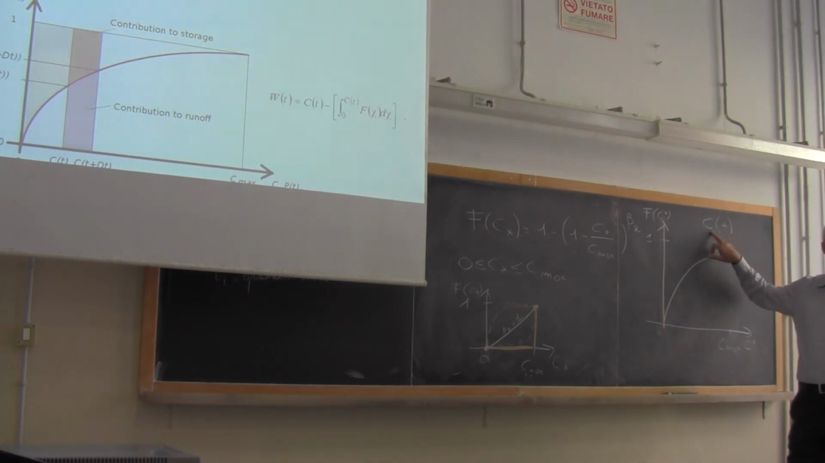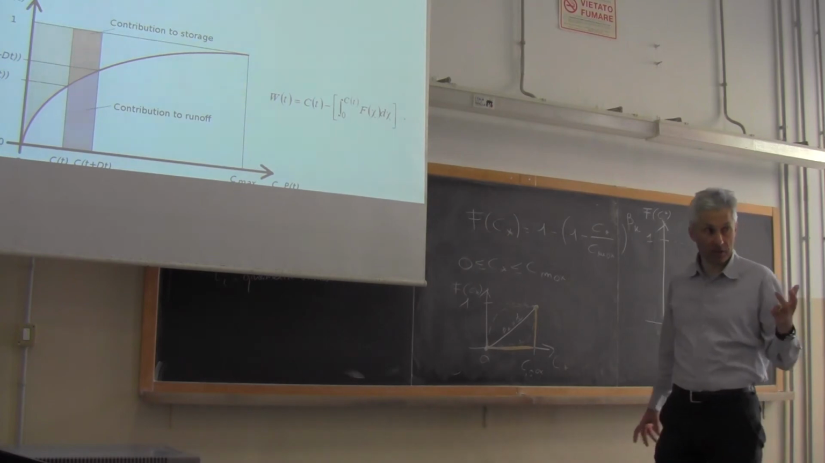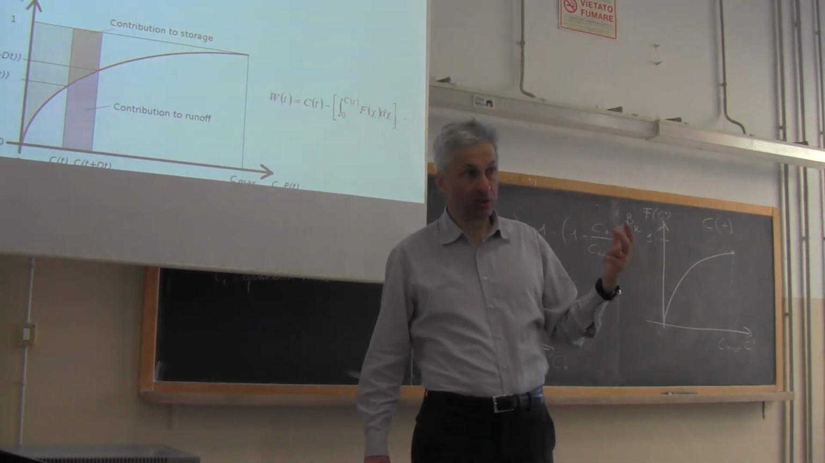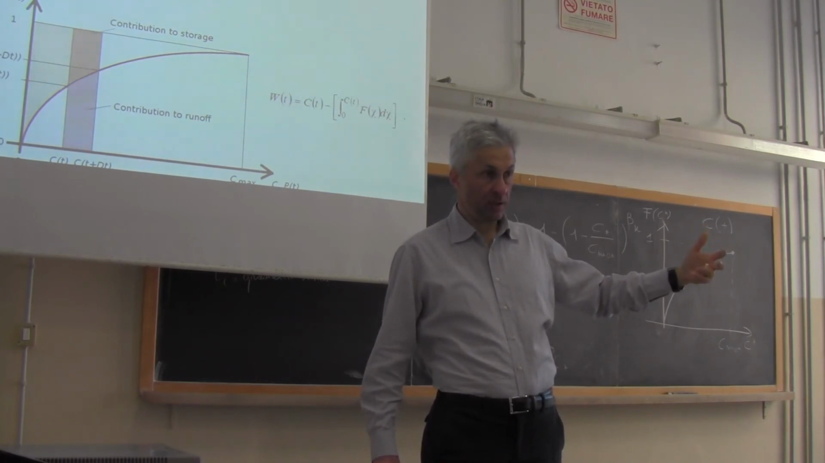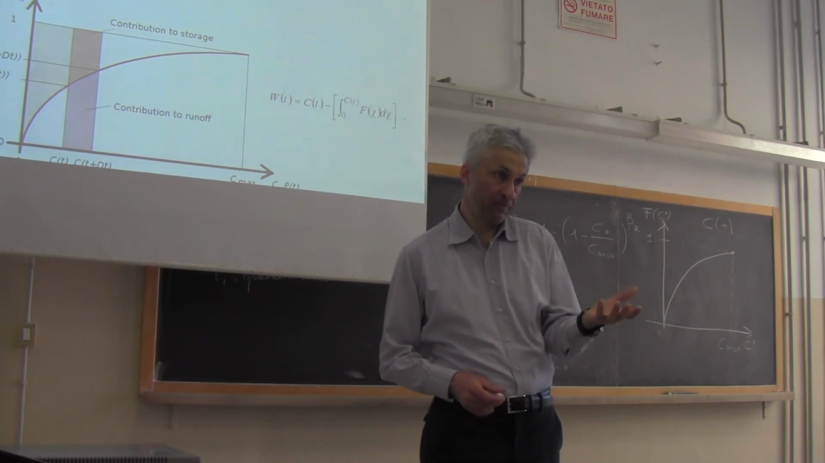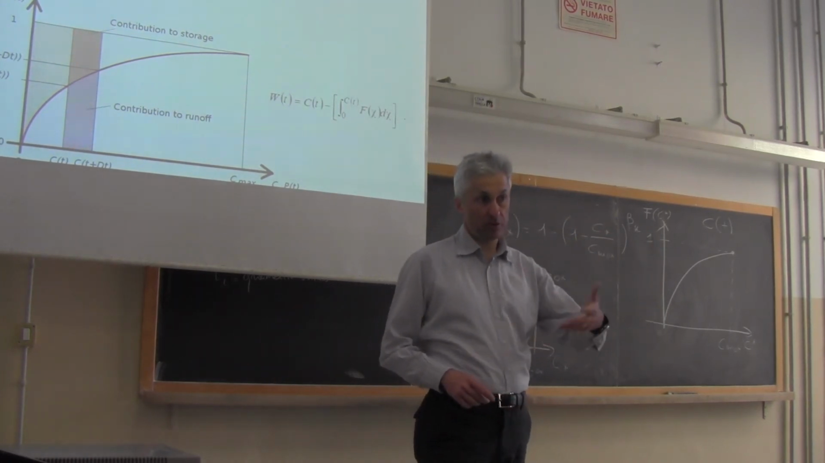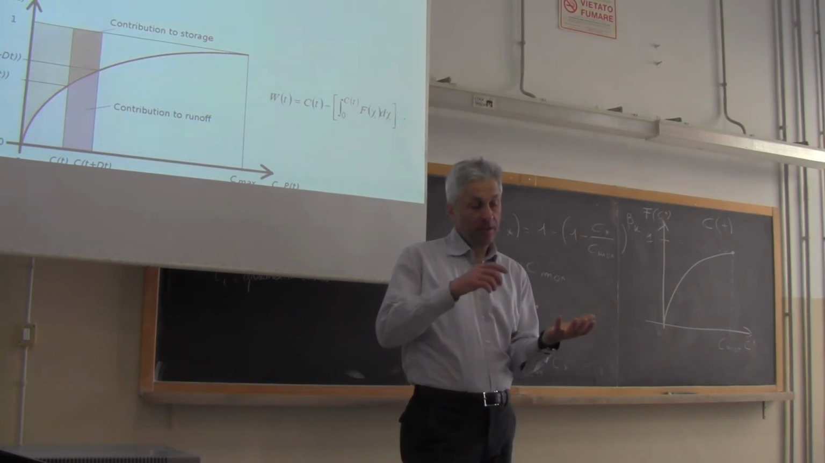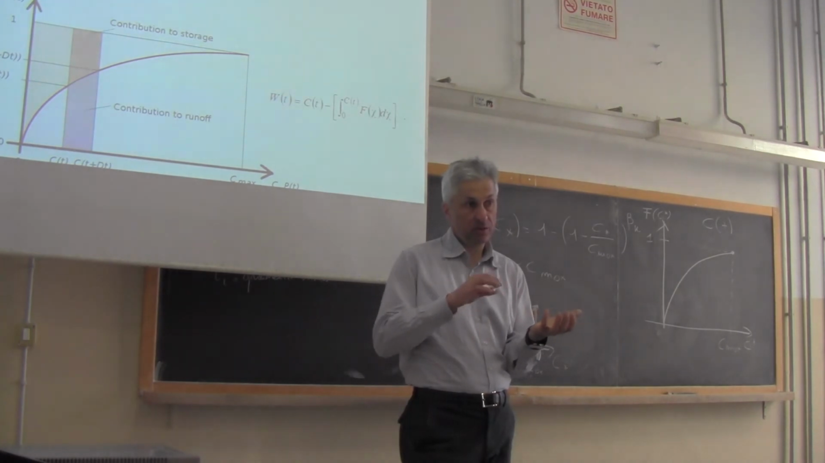What is Ct? Ct is the storage at time t. Given that it rains over time, I have in the catchment, in some locations, a storage that increases with time. Let's define this Ct as the storage in the areas of the catchment that are not saturated, so it's lower than Cmax. Look at the catchment as a sponge with a heterogeneous capacity to absorb, and where the sponge is not saturated, you indicate the storage as Ct.